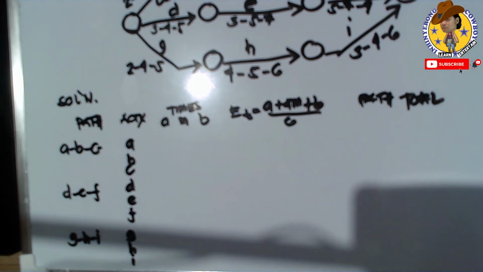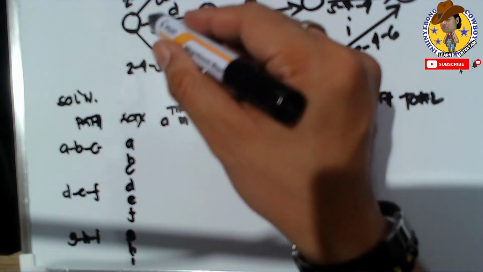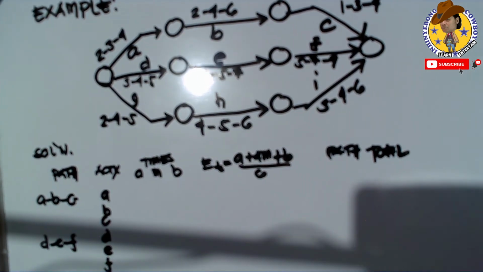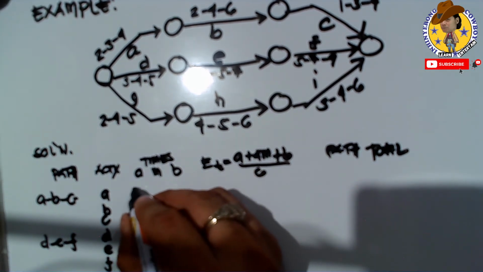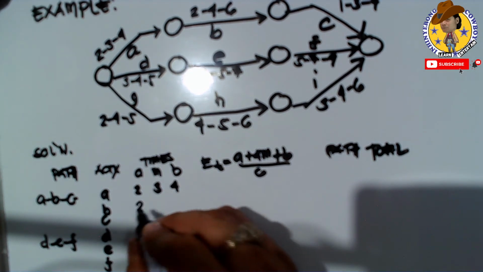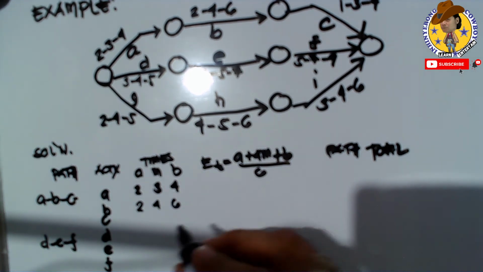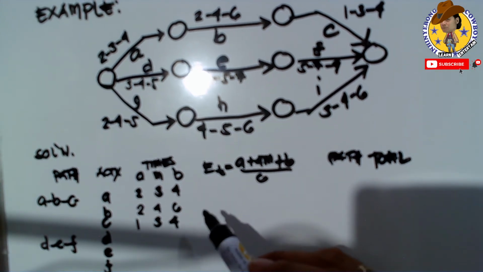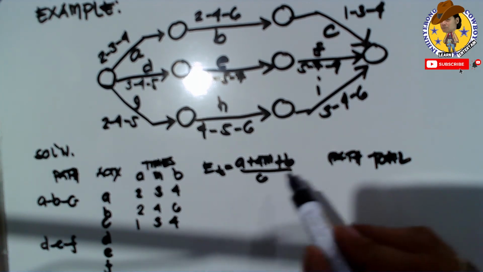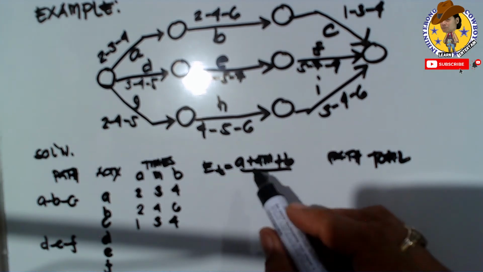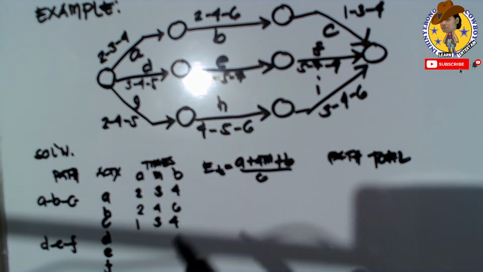So for the times, we will just fill in the numbers from the given data. For A we have 2, 3, 4. Then for B we have 2, 4, 6. And for C is 1, 3, and 4. Now we will compute the estimated time. For this one we have A, so I will just point, then you try to calculate.